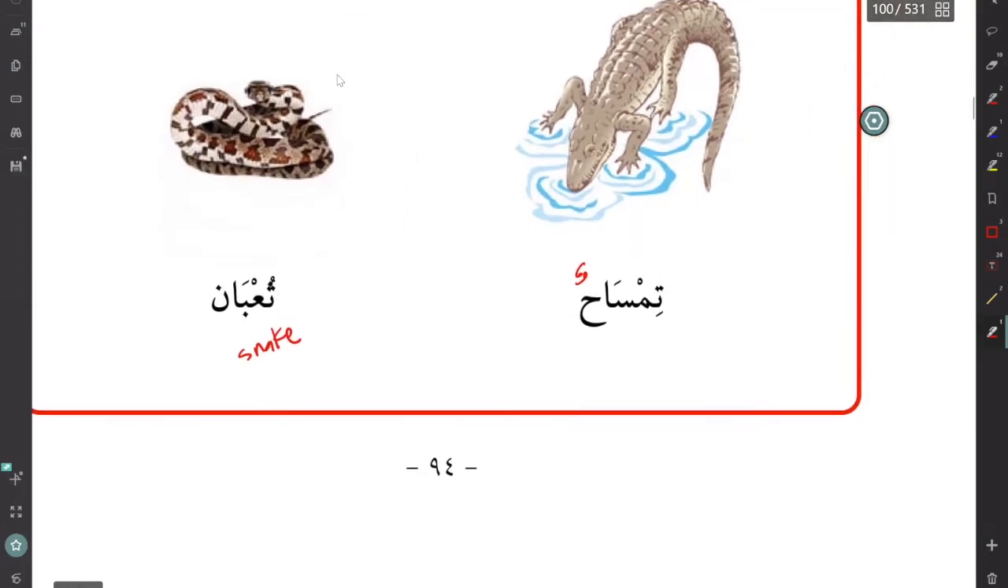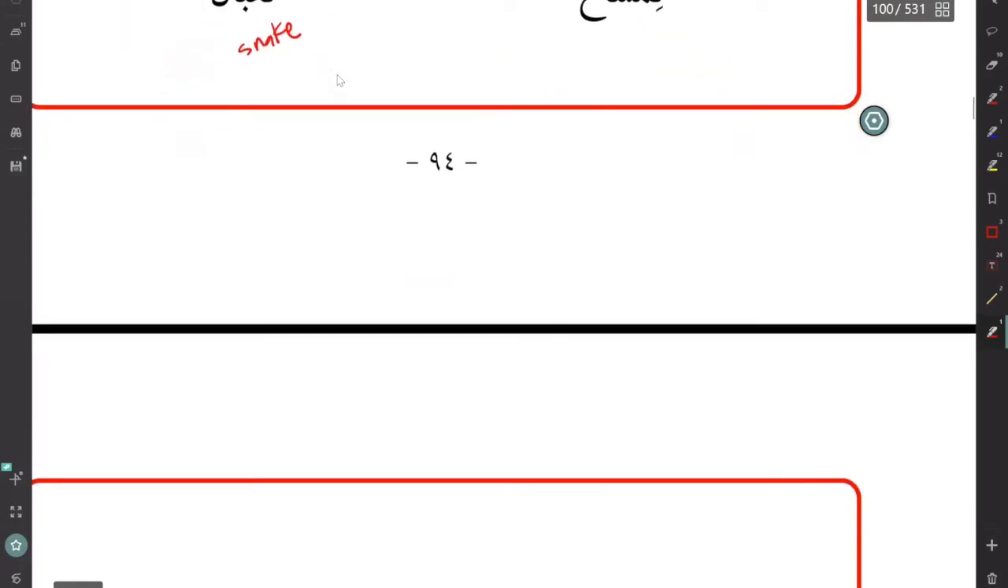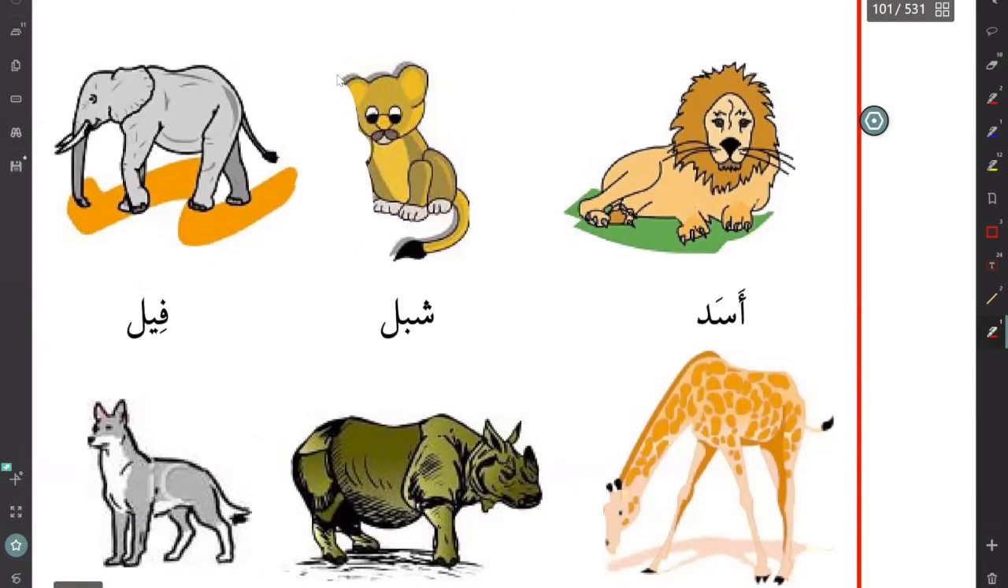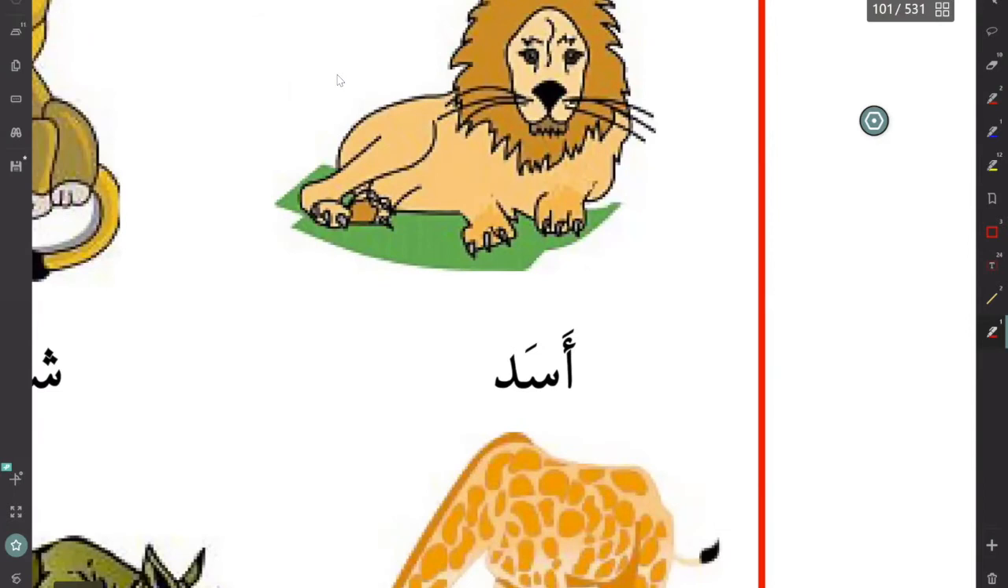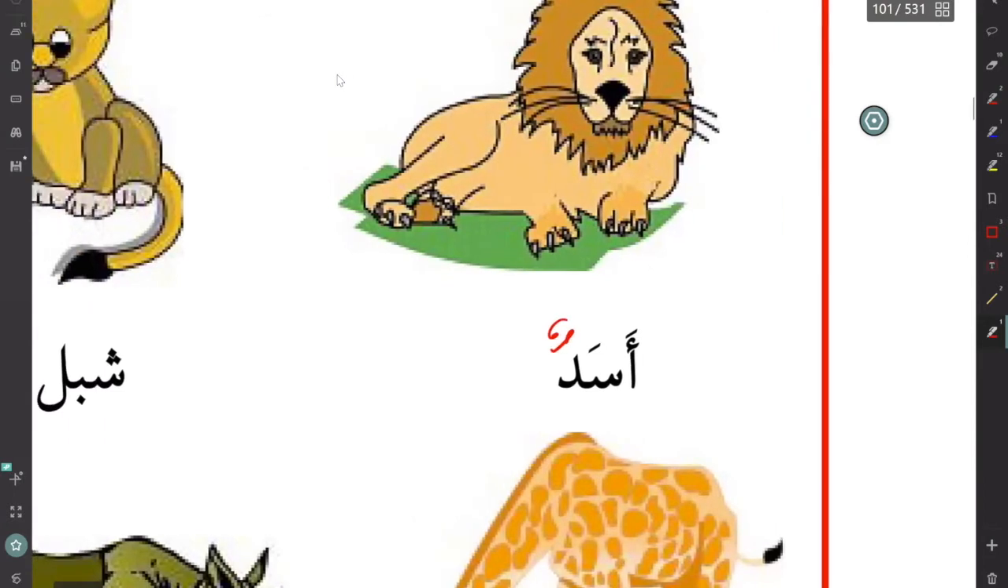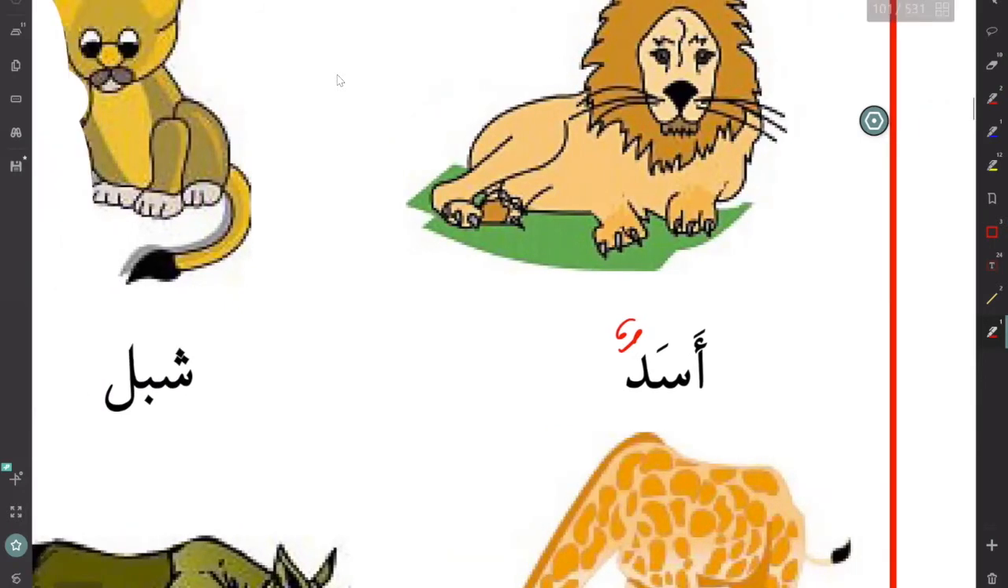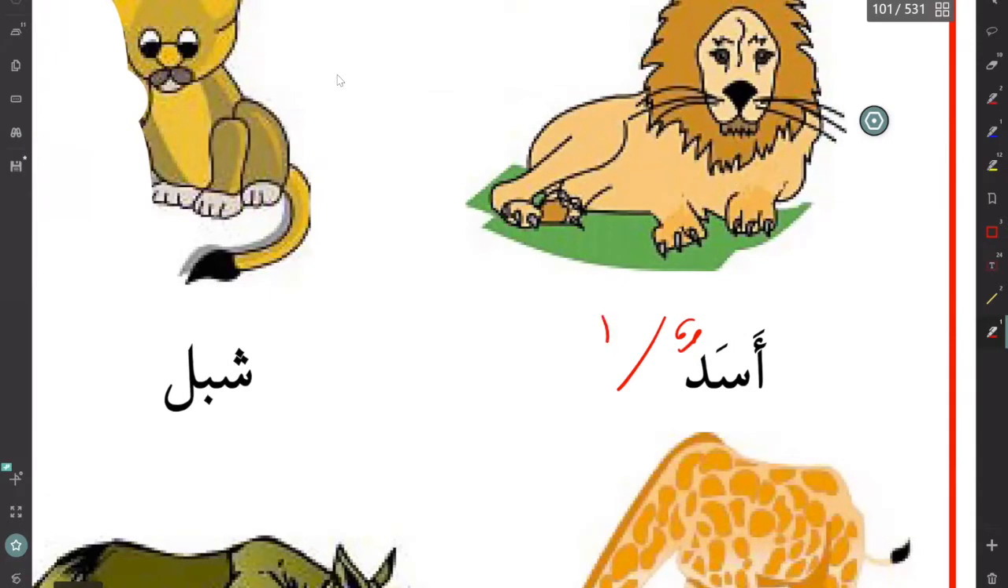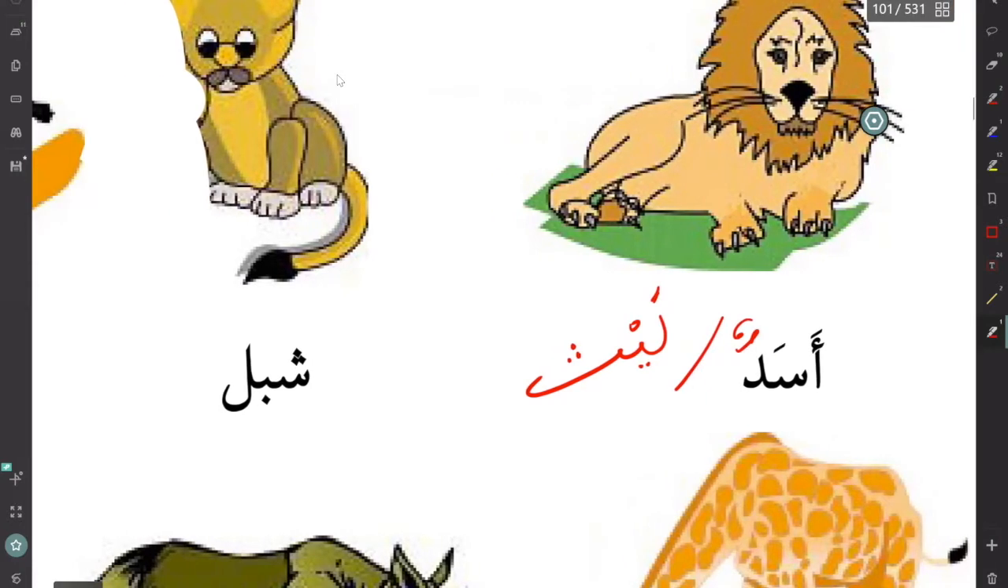Thu'ban. This word is in the Quran. And we have Asad. Asad is lion. There are a lot of words for lion in the Arabic language. And there's another one which you might see, which is Laith. Laithun also means lion. Asad or Laith.